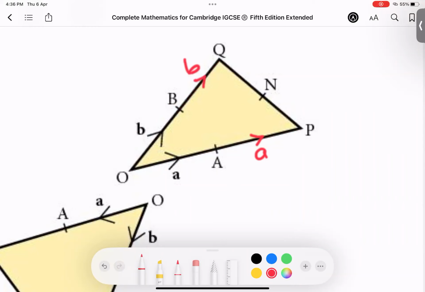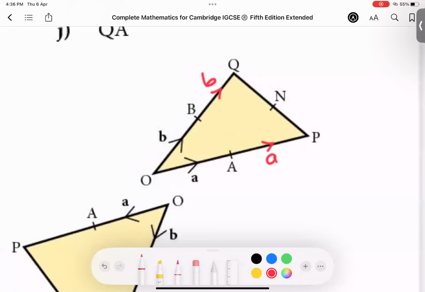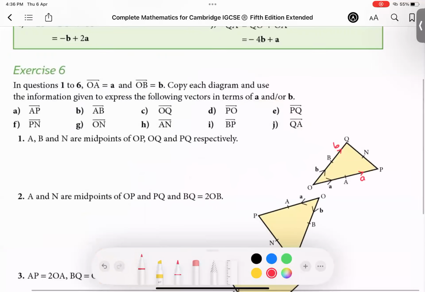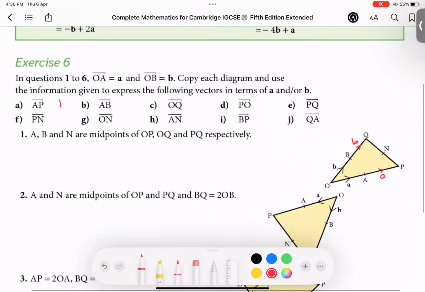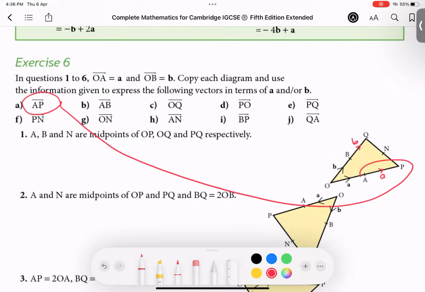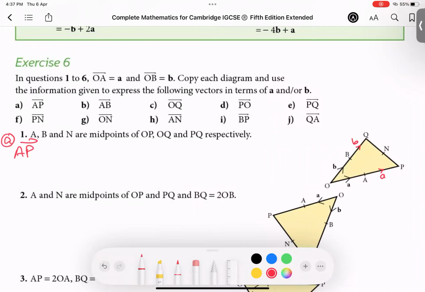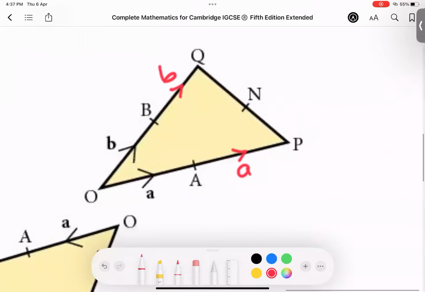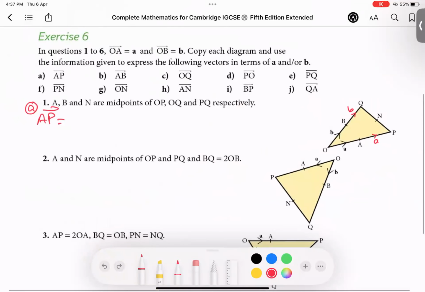And now the interesting part. I think I should do a few parts and then you can try the rest by yourself. Okay. First is AP. What is AP? Direct answer. AP is equal to small a. No path writing required, directly the answer a.